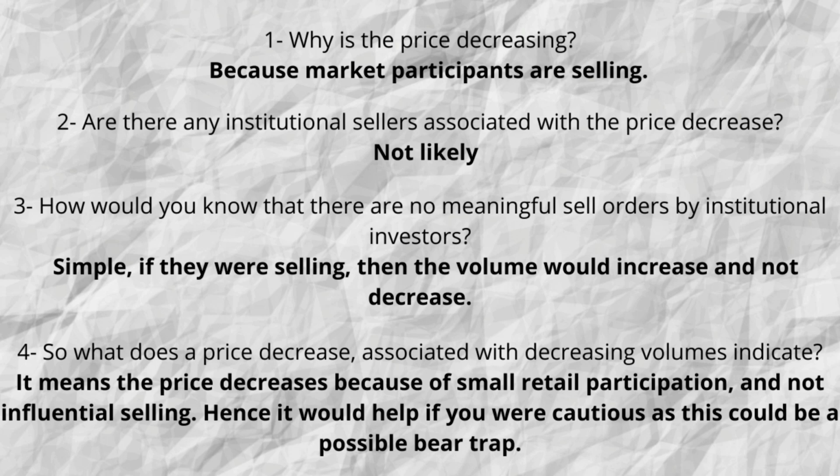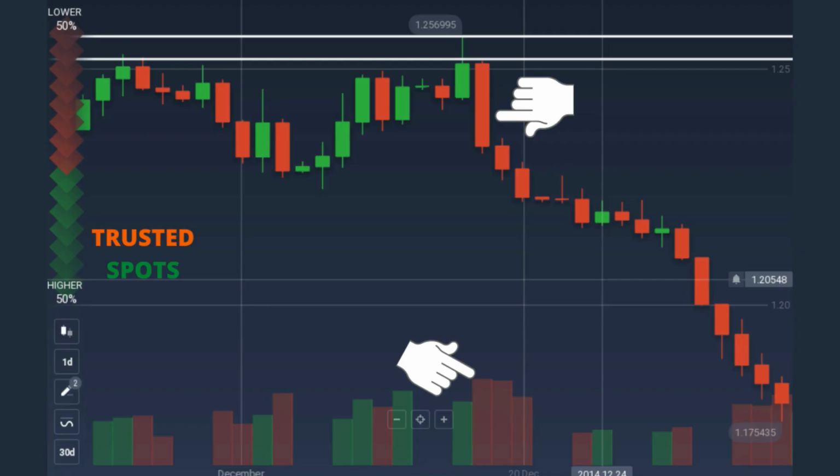So, what does a price decrease associated with decreasing volume indicate? It means the price decrease is because of small retail participation and not influential selling. Hence, it would help if you were cautious, as this could be a possible bear trap. Now, let's understand this with one example: the occurrence of a bearish engulfing pattern.